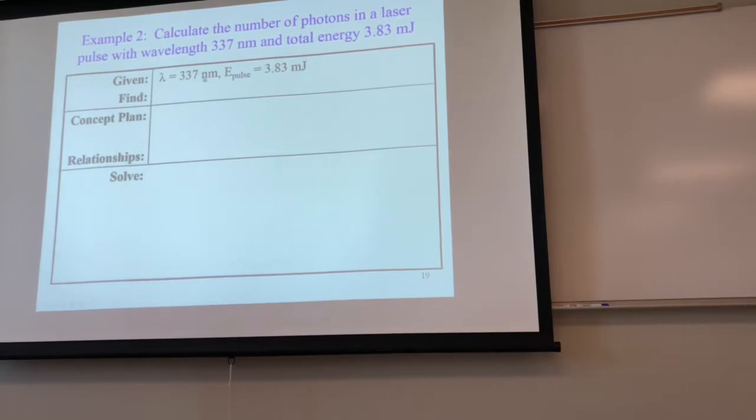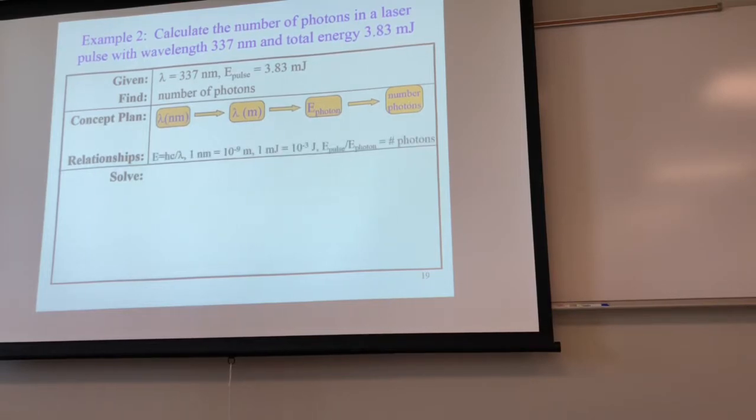Again, nano, remember that? What's that? 10 to the negative 9. That's how you would convert between nanometers and meters. And then we have millijoules, and milli is times 10 to the negative 3. Okay? So now, to do this, we're going to take our nanometers and convert them to meters. Once we know that, we'll get the energy in one photon, then we'll divide that into the total energy to get the number of photons altogether.